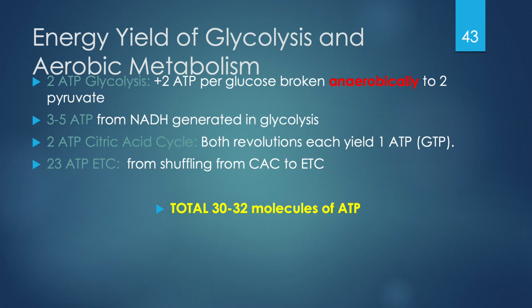And then finally, it's the electron transport chain that creates the vast majority of ATP. The electron transport chain will give us 23 molecules of ATP, and it does this by shuffling from the citric acid cycle to the electron transport chain. So in summary, through metabolizing one glucose molecule through glycolysis, the citric acid cycle, and the electron transport chain, we will end up with a total of 30 to 32 molecules of ATP. Please study this page and be sure that you're comfortable with knowing this information.